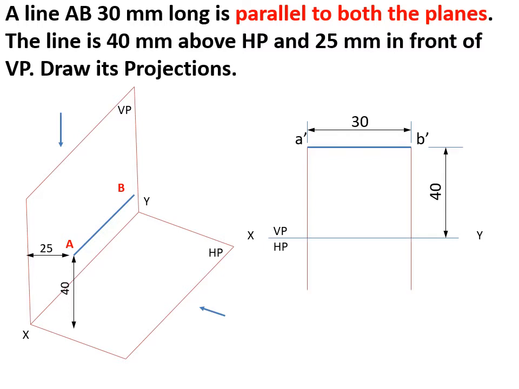You can extend the same projectors from points A dash and B dash and mark the line. The representation of the top view is A and B, 25 mm below XY. This is your answer for this problem, front view as well as top view. We'll move on to the next one.